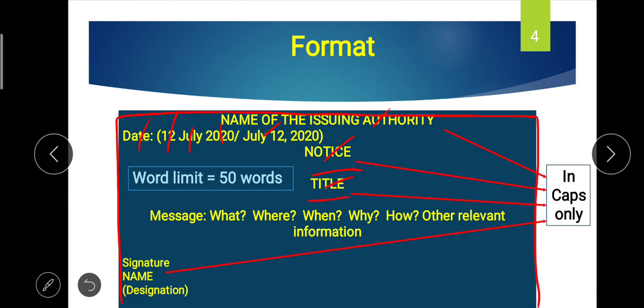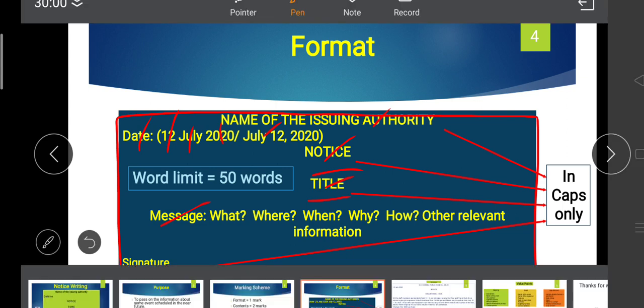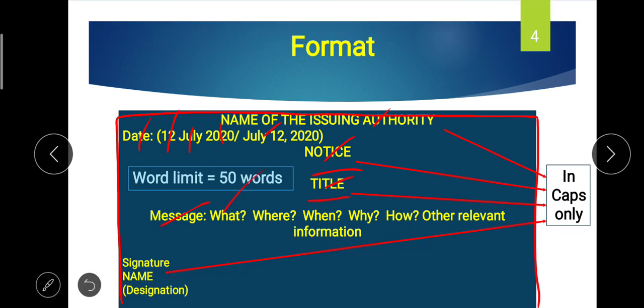and after this gap we have to write down the message, the information we want to pass on to the people, the desired and the target audience. In the message, we have to answer these 5 WH words. Means we have to make a mention of what, the name of the event, then where, the place of the event, when, the time of the event, why, the reason of the event, and how, the manner in which the event would take place. This information related to these 5 areas we need to supply in a notice.